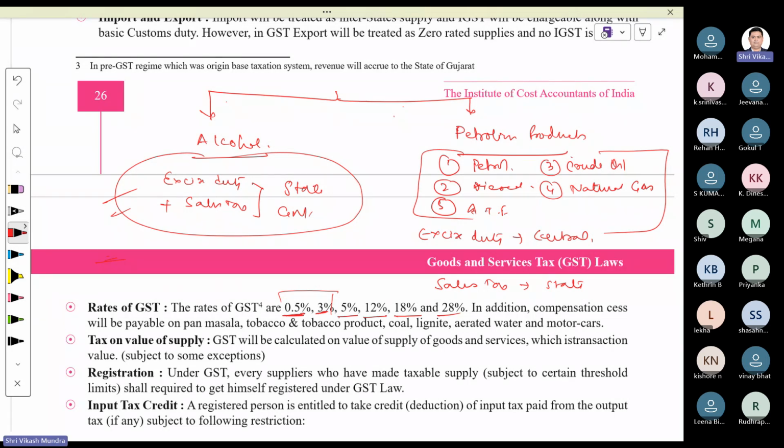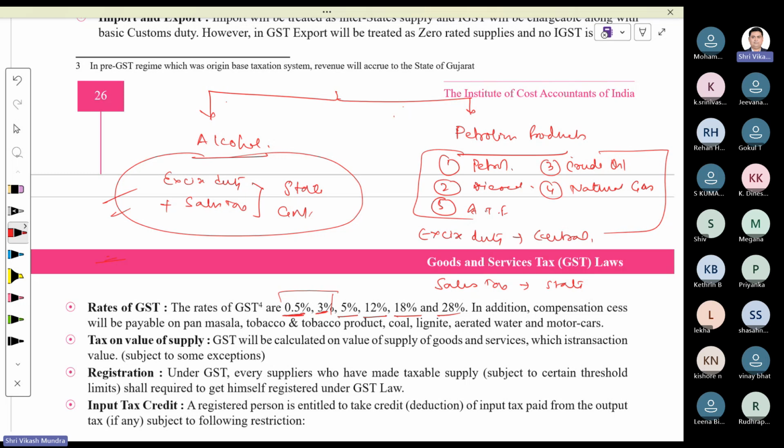Existing systems are prevalent. That is, excise duty is supposed to be levied by the central government, and the state governments are entitled to collect sales tax on petroleum products. However, whenever the government wants to levy GST on these five petroleum products, they will release a notification with the effective date notified in the notification. GST is applicable on these petroleum products.